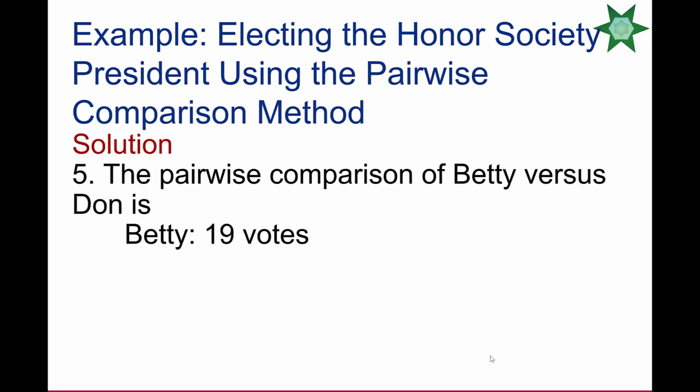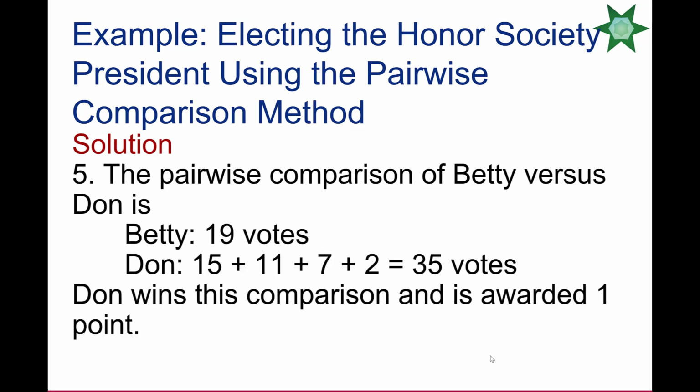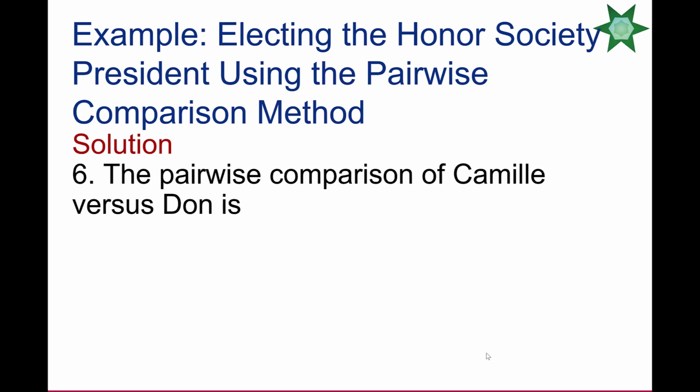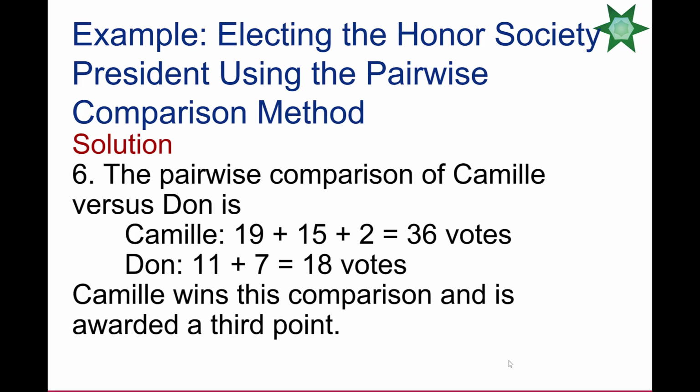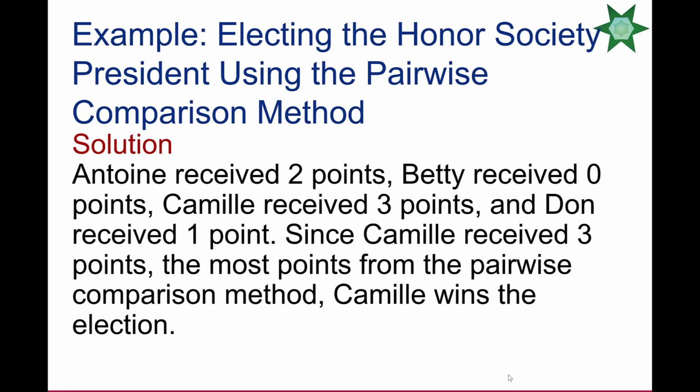And then we go Betty versus Don. Don's going to win this time, like we saw before. Don gets a point now. And lastly, we have Camille versus Don. Camille has 36, Don has 18, so Camille gets a third point. Now there were 6 comparisons altogether, and here are the results. Antoine had 2, Betty had no points, Camille had 3, and Don had 1. So Camille received 3 points, the most, and Camille wins the election.